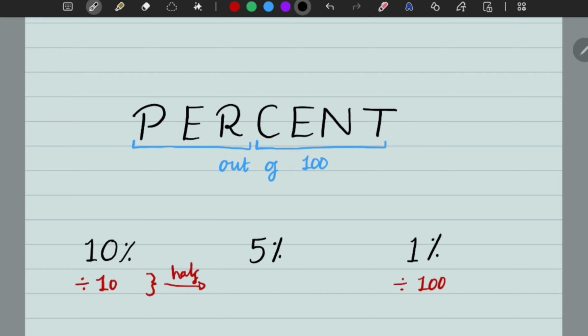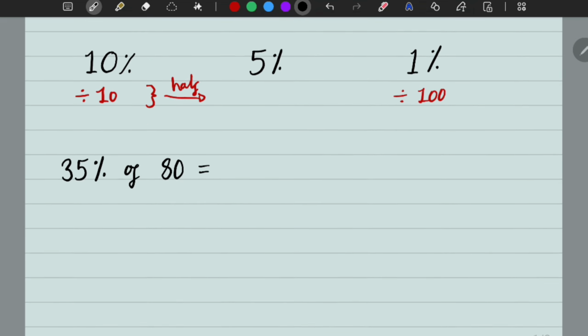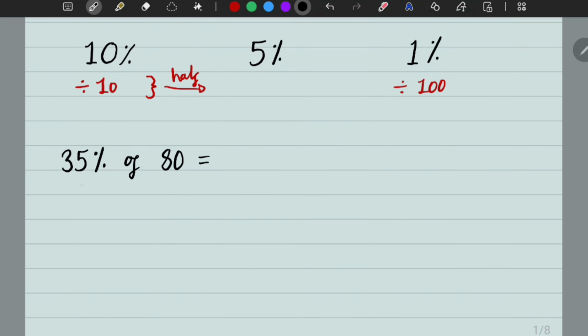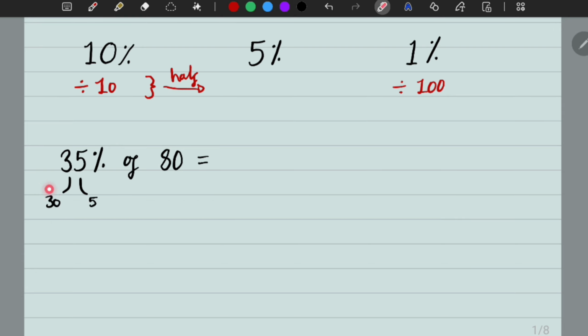Now let's get into a question and give it a go. So I've got here 35% of 80. We need to find 35% of 80 here. And that might look tricky, but what I'm going to do is break that up into 30 and 5. As 30 is a multiple of 10, I'm going to start with that one. So we need to find 30% of 80 here.